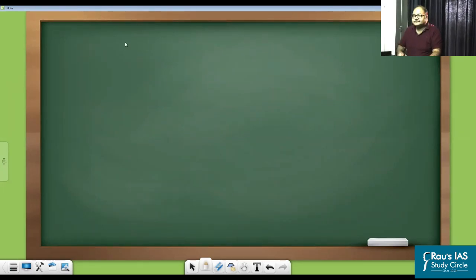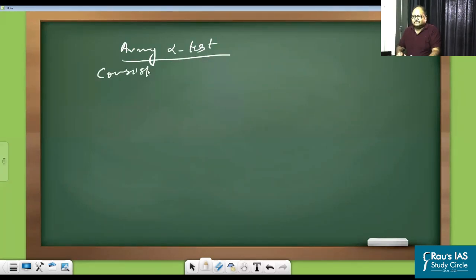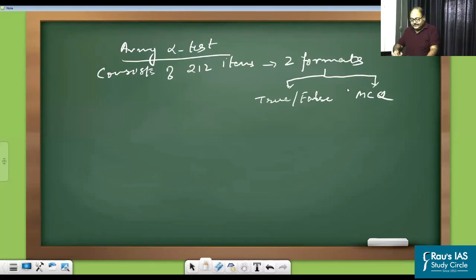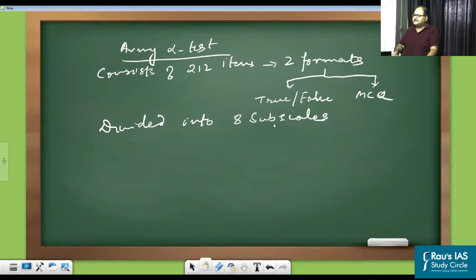Now the Army Alpha test. The Army Alpha test consists of 212 items given in two formats. One format is true or false, and the other format is MCQ, that is multiple choice question format. The entire test is divided into 8 subscales.